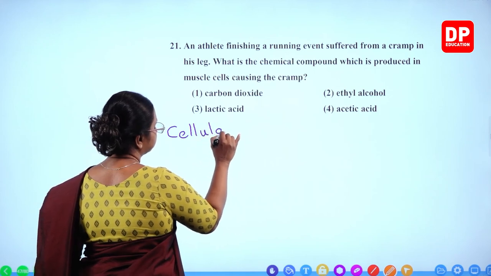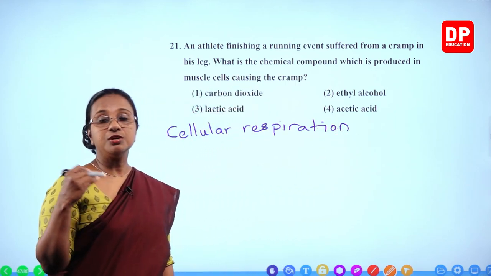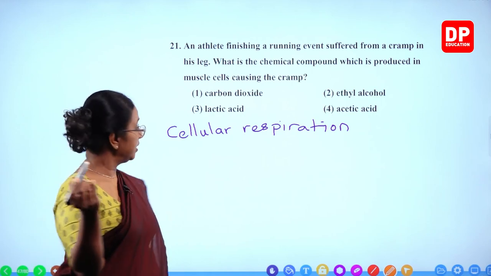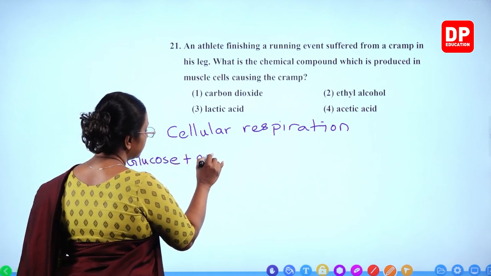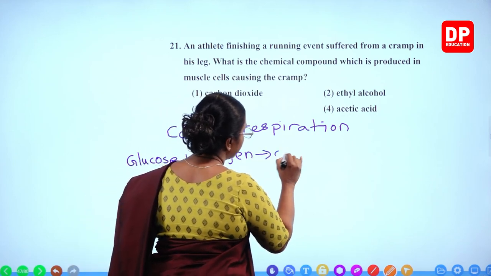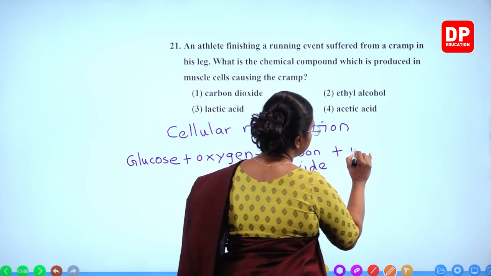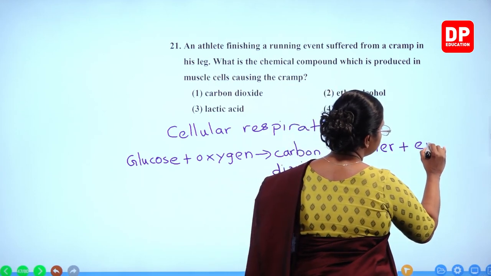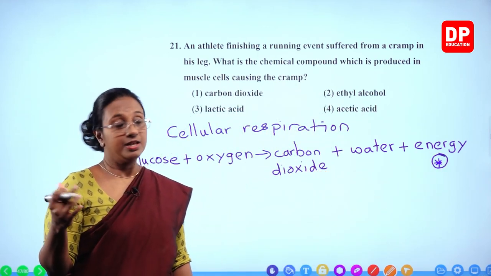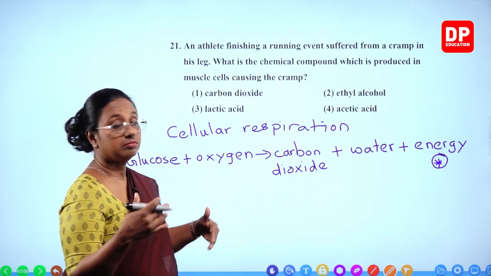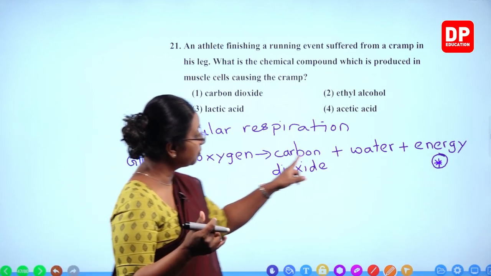cellular respiration. Now cellular respiration, what happens there, students? In cellular respiration, glucose undergoes oxidation, and this is the equation: glucose plus oxygen giving rise to carbon dioxide, water, and energy is released. This is the energy that is needed for the functioning of cells, tissues, all that. So when the athlete is running, then he needs a lot of energy. So there should be a lot of cellular respiration taking place to provide energy.